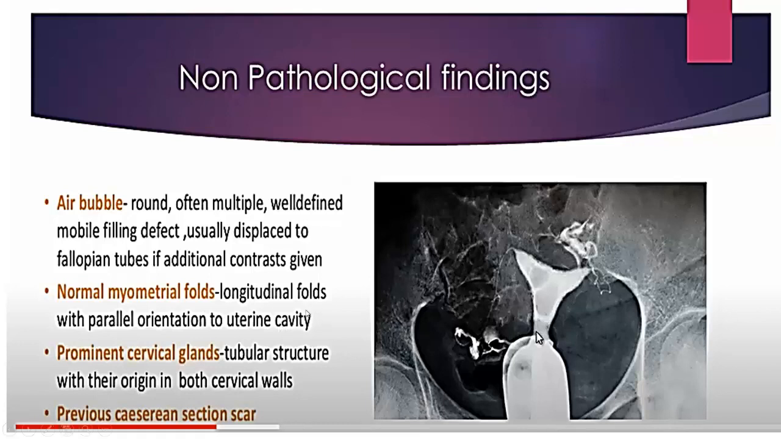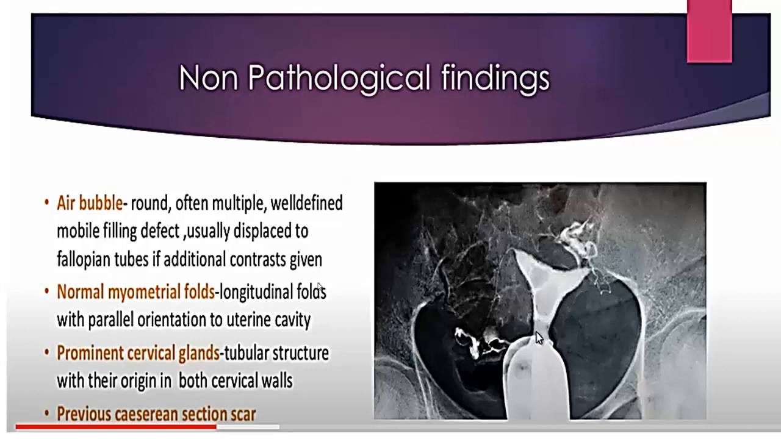Sometimes we see normal non-pathological findings like air bubbles. With air bubbles you must take care, as we said before, that the cannula must be vertical and try to get all the air outside first. The air bubbles are rounded, often multiple, well-defined, and mobile, so you have to change the position of the patient. They are usually displaced to the fallopian tube if additional contrast is given. If you give additional contrast, the air bubbles will be displaced to the fallopian tube.